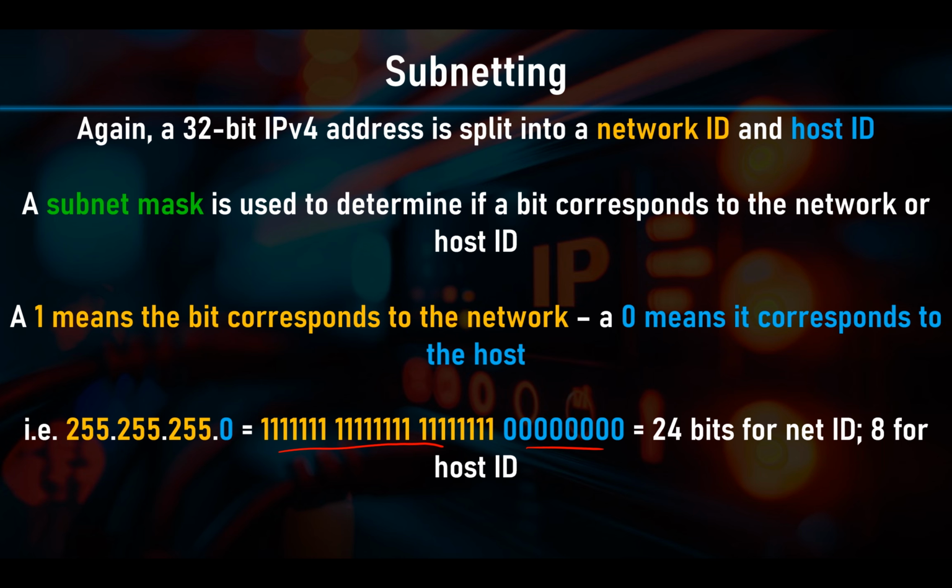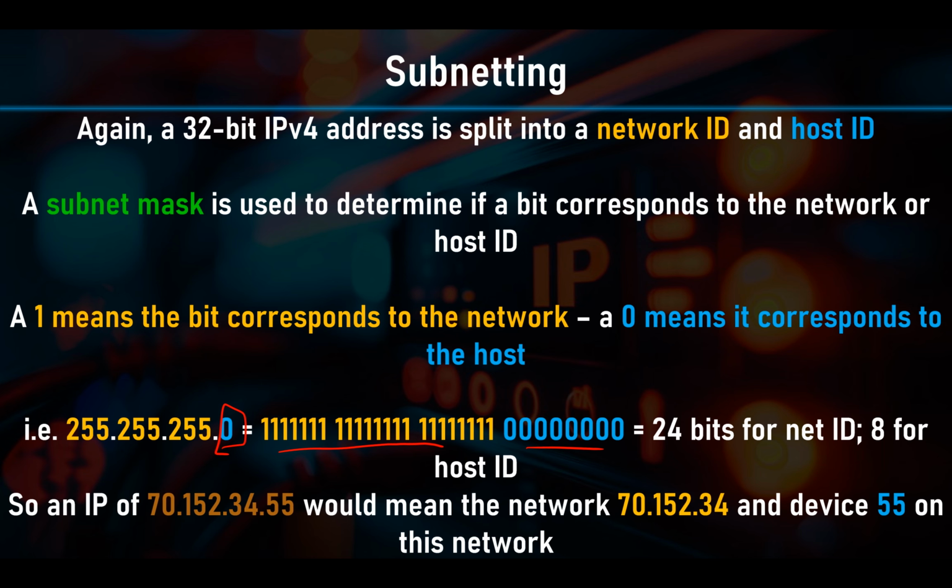Then finally we've got 8 zeros, so in this last group of zeros there are 8 bits for the host ID, or the device ID. For an IP address like this with this subnet mask, the first 24 bits are the network, and the last part, 55, is the device on that network.